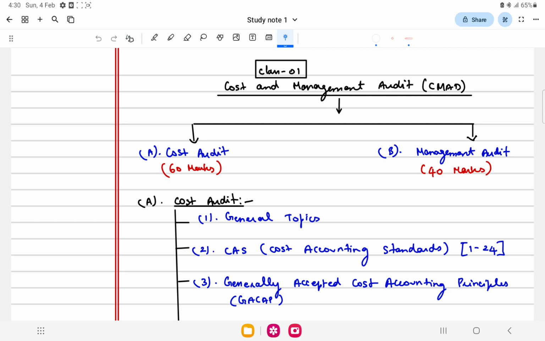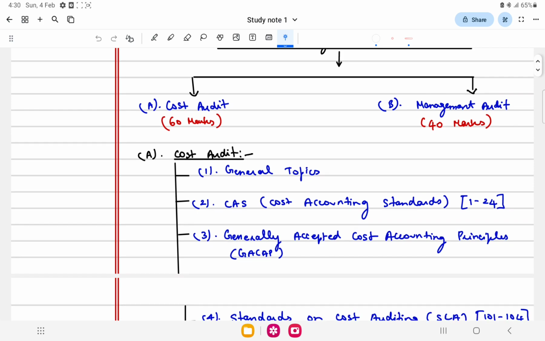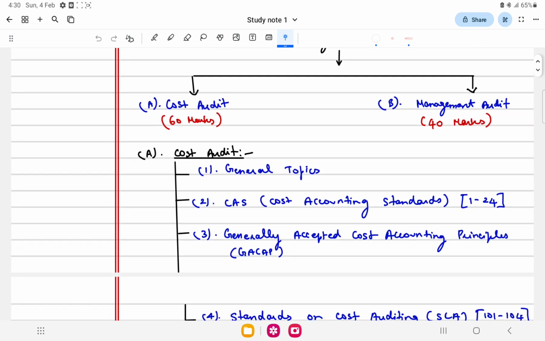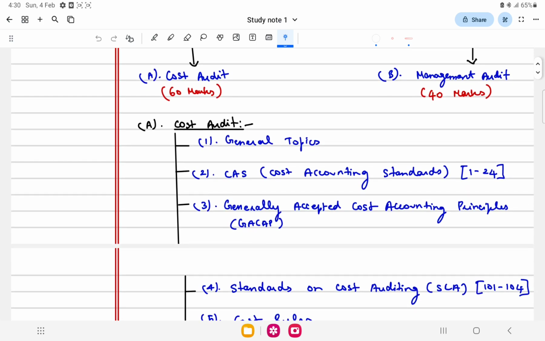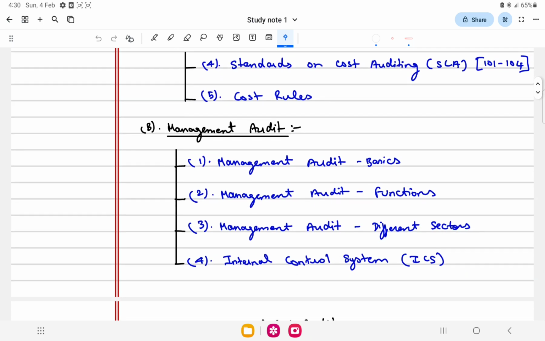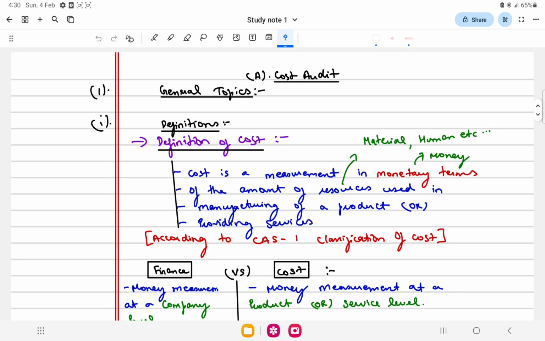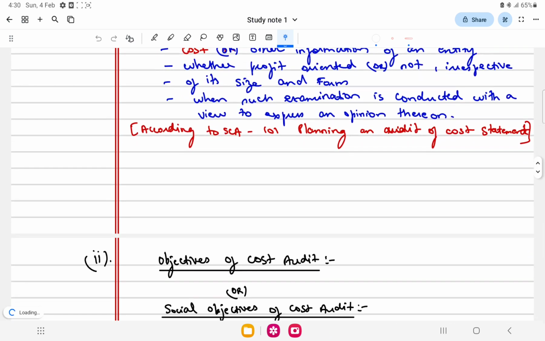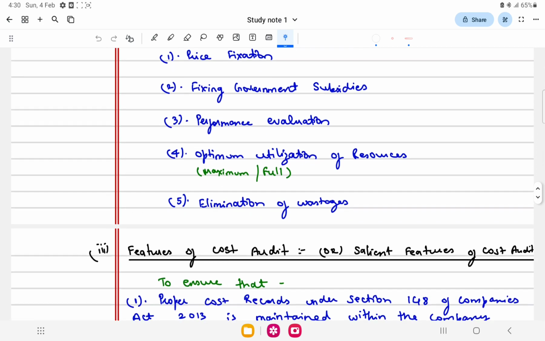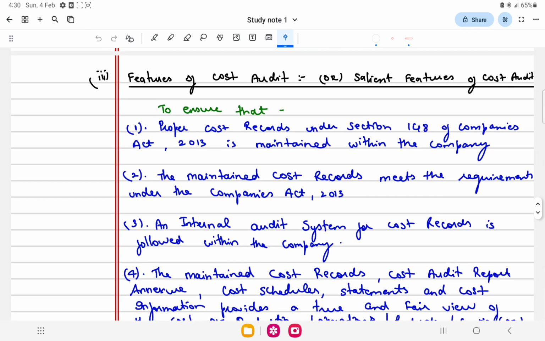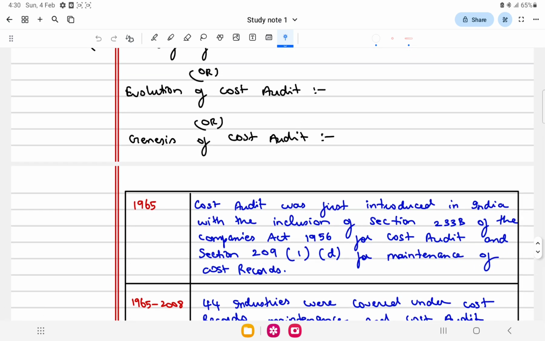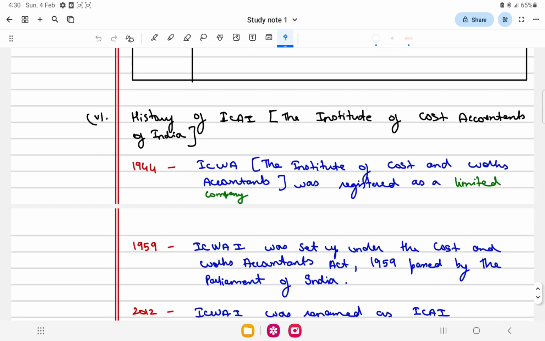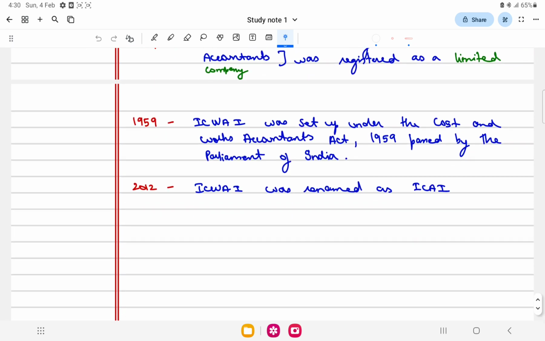Not to waste much time, I'll first take you through what we are going to see. We are going to see the paper subject content, what it contains, and then we will move on to the topics. We will start with some definitions, and then we will cover objectives of cost audit, features of cost audit, and then history of cost audit, followed by history of ICAI.